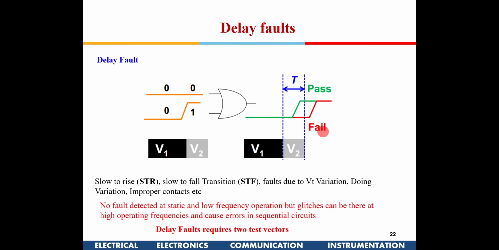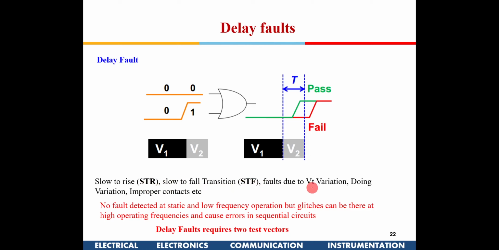These kinds of things are known as delay faults, and as you can see here, two sets of test vectors are required. Because it is a transient condition, where we are seeing rise time or fall time, you need to give one set of test vectors followed by the second set of test vectors. So you will require two. You can model these kinds of faults as slow to rise and slow to fall, so STR and STF.